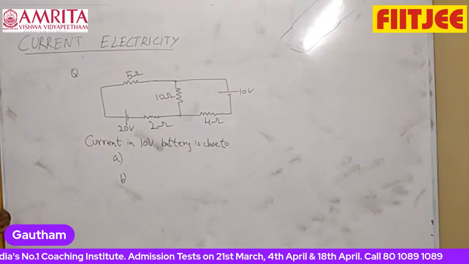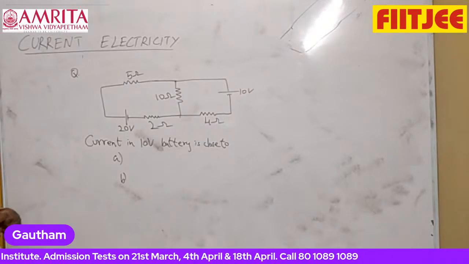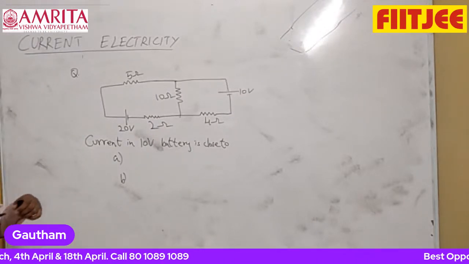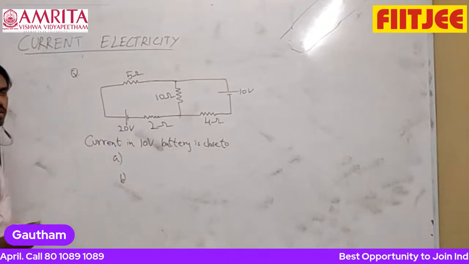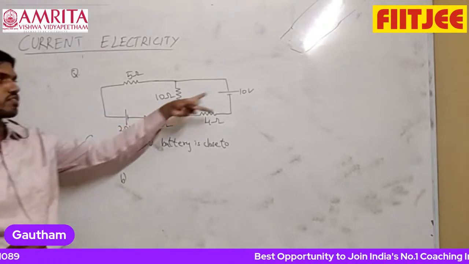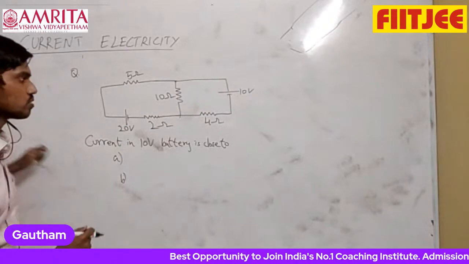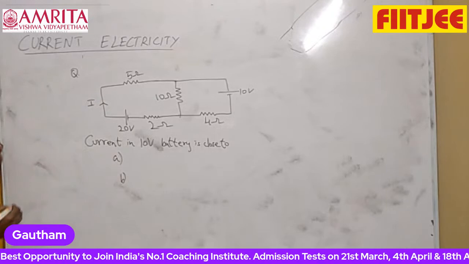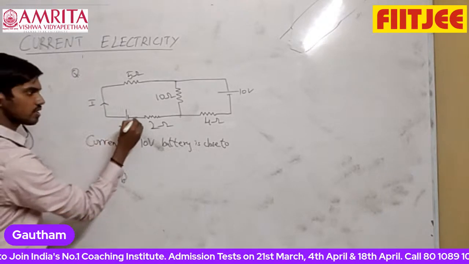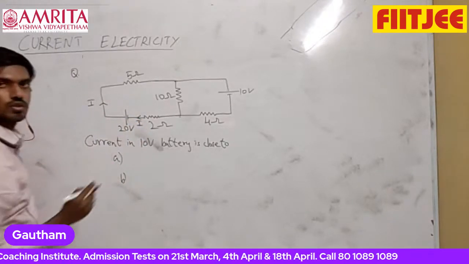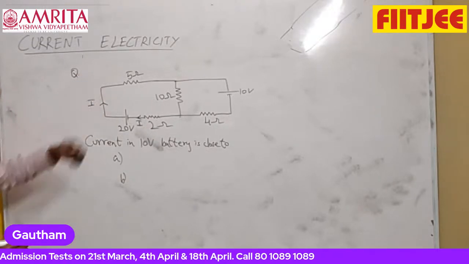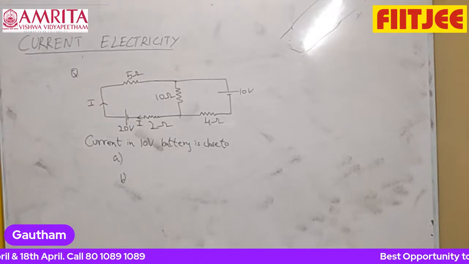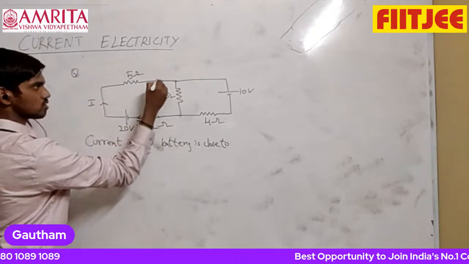So how to write this? Again, you can start from anywhere. If you want, you can start from this battery also. Anyway, this value we have to find. So you keep that in mind. So suppose if current I is going here from this battery, immediately you write same current should come back to the battery. Whatever current is going from the positive terminal, same current should come back to the battery. Now this current I is going through this resistor.